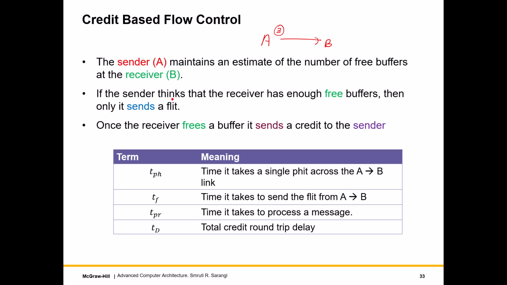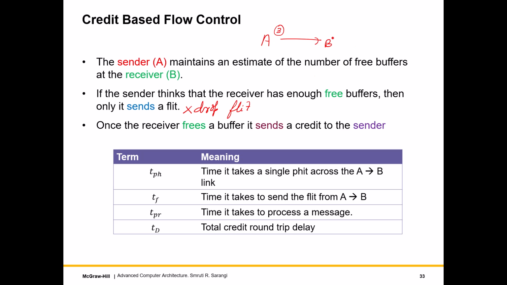This basically means, if you look at it another way, that only if the sender thinks that the receiver has enough free buffers does it send a flit. Otherwise it does not send a flit, because if the receiver does not have free buffers, it will drop the flit, and we are not allowed to drop a flit. Because dropping a flit is not allowed, that is why this method is required.